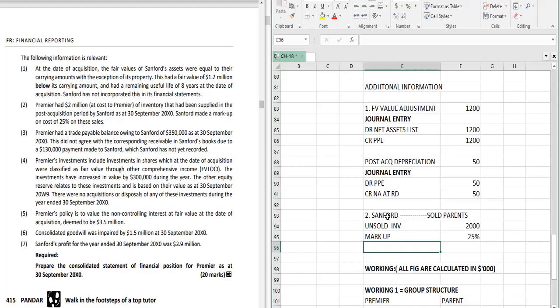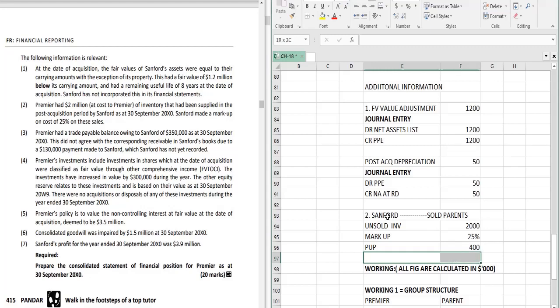Okay, so we will calculate PUP. So for PUP, we will multiply 2000 into, so we need to find the margin, which is 25%, and as I told you right now, if markup and selling price are given, your selling price will be 125%. So we will divide it by 125%, and we will get PUP as 400.